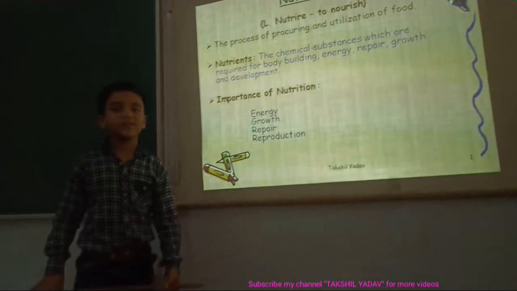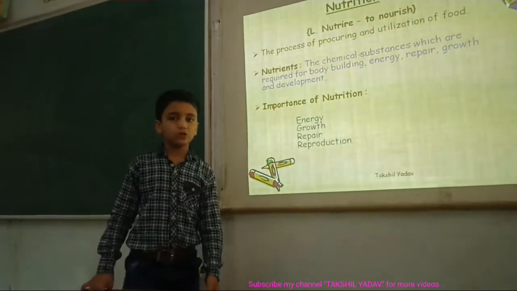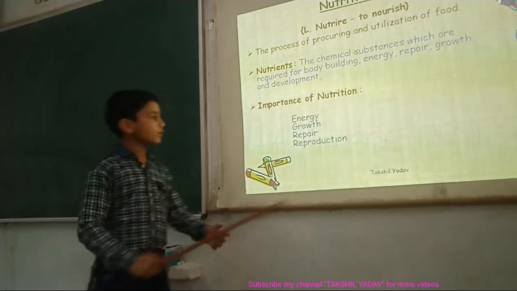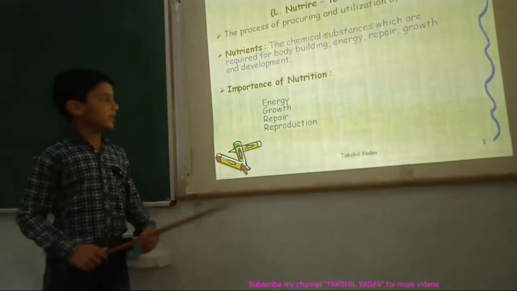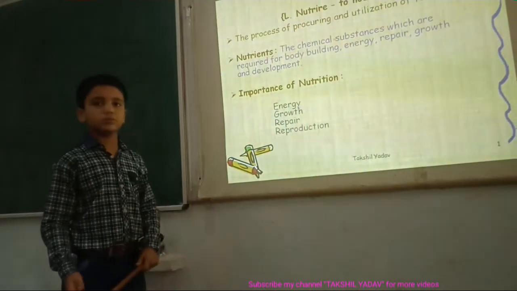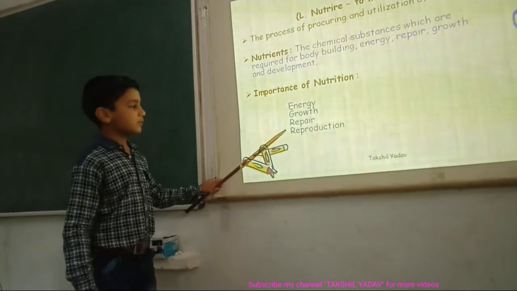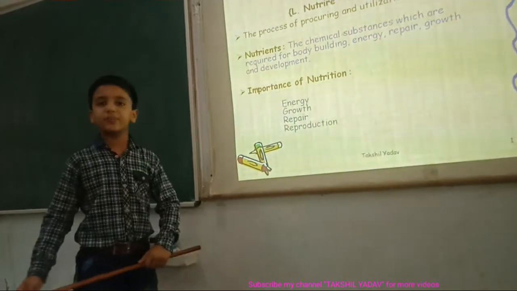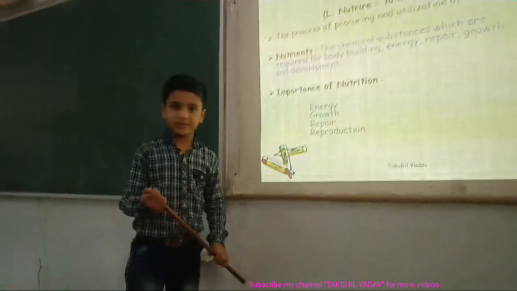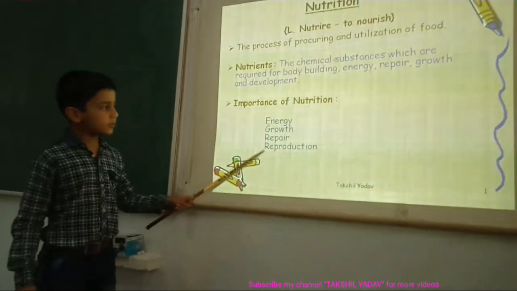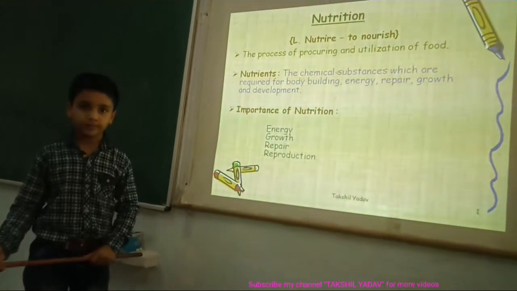Now there are many benefits and importance of nutrition. These are: it provides us energy. It helps in the growth. It helps in repair of damaged cells. It helps us in reproduction of young ones. These are the importance of nutrition.